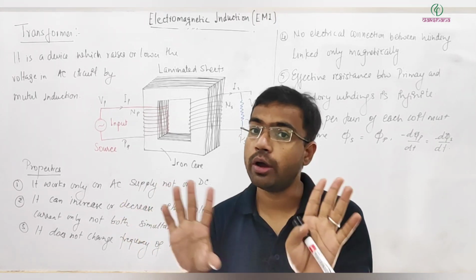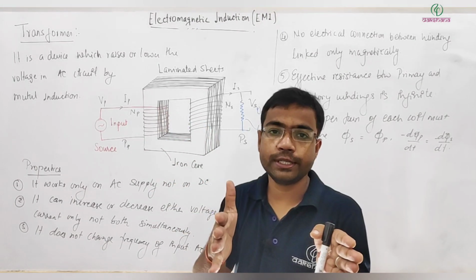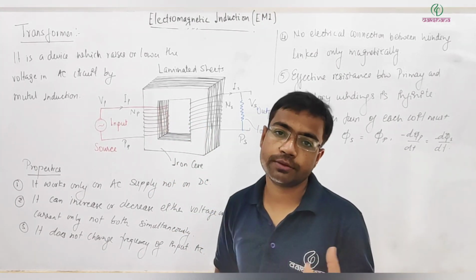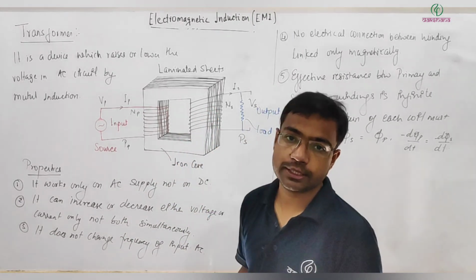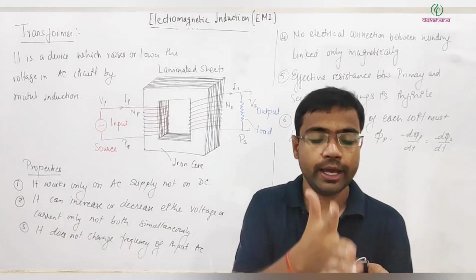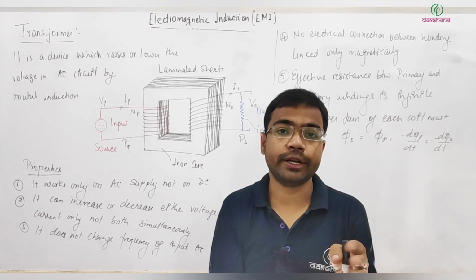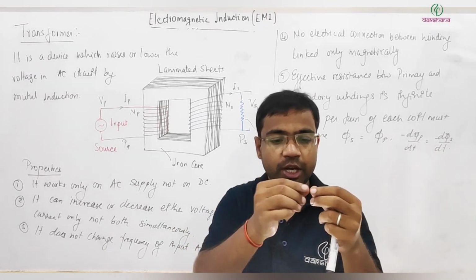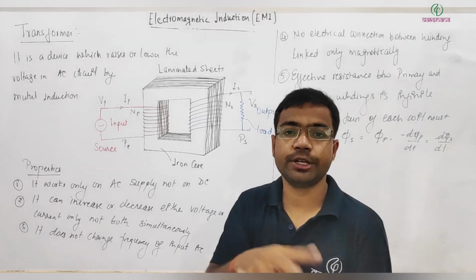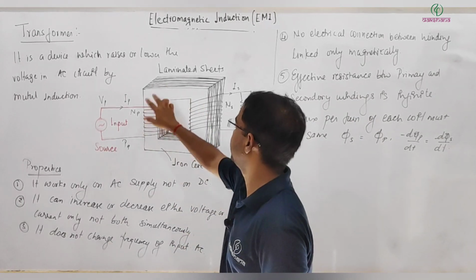We just recently saw eddy current. If a thick iron core were there, a lot of eddy current losses would occur, and they could be so high that the core could even melt. So to reduce that, we cut it into thin slabs, into laminated sheets. The iron core is basically made of thin laminated sheets so that eddy current losses can be reduced. So this is the iron core.